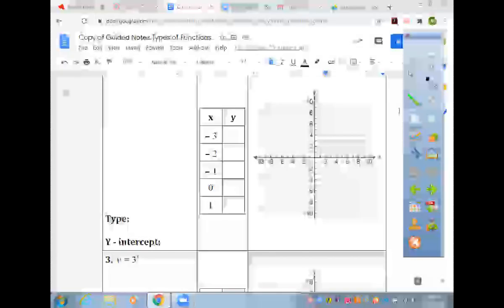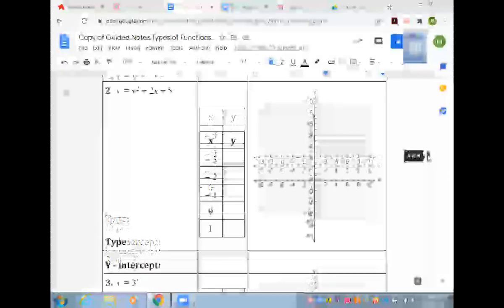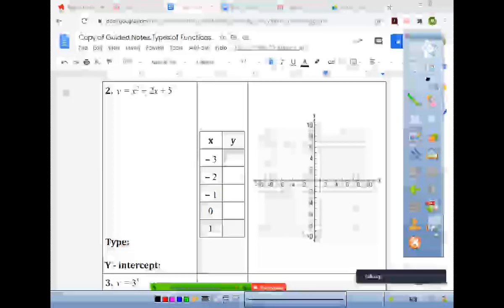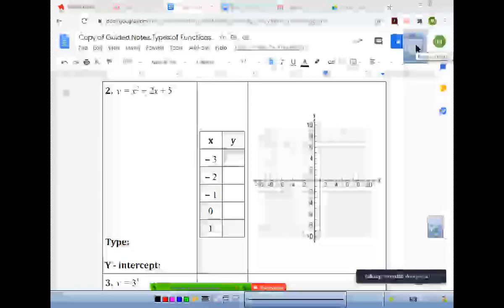Okay, here's number 2. Let's first do the type and the y-intercept. What type is number 2? Quadratic. It's got that exponent of 2, which makes it quadratic. How are we going to find the y-intercept? Put 0 in for x in both places.